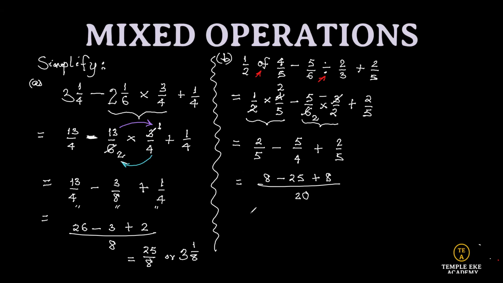And now we can simplify this. Let's take the positives together. 8 plus 8, that's 16. 16 minus 25 gives us negative 9 divided by 20. And this is in its simplest form, our final answer. Very simple. Very, very simple.